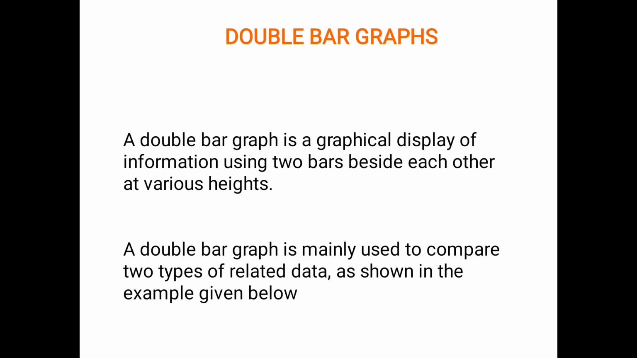First let me explain what a double bar graph is. A double bar graph is a graphical display of information using 2 bars, beside each other at various heights. It is mainly used to compare 2 types of related data. For example, in the half-yearly examination he got this mark, and in the annual examination he got this mark. So for comparing the examinations of one person, we can use a double bar graph.